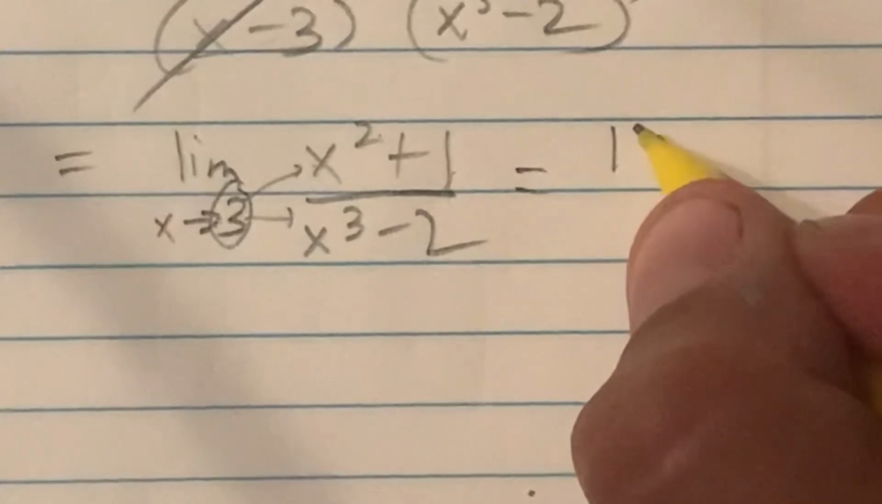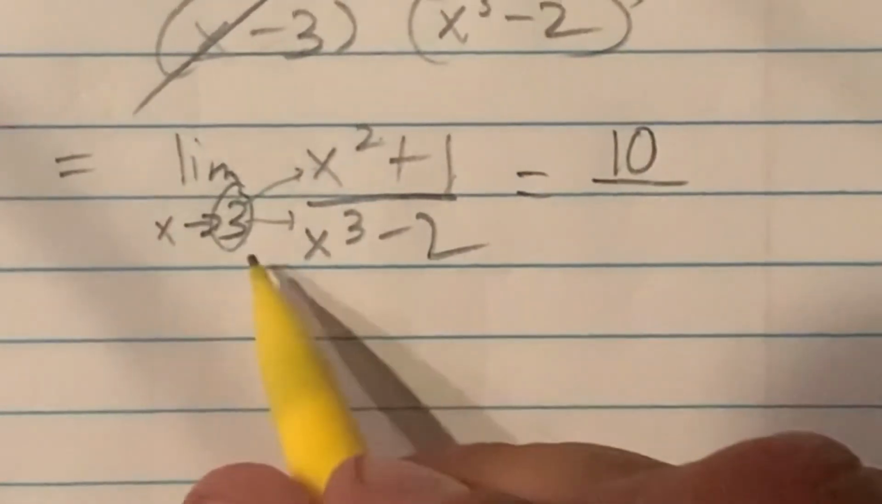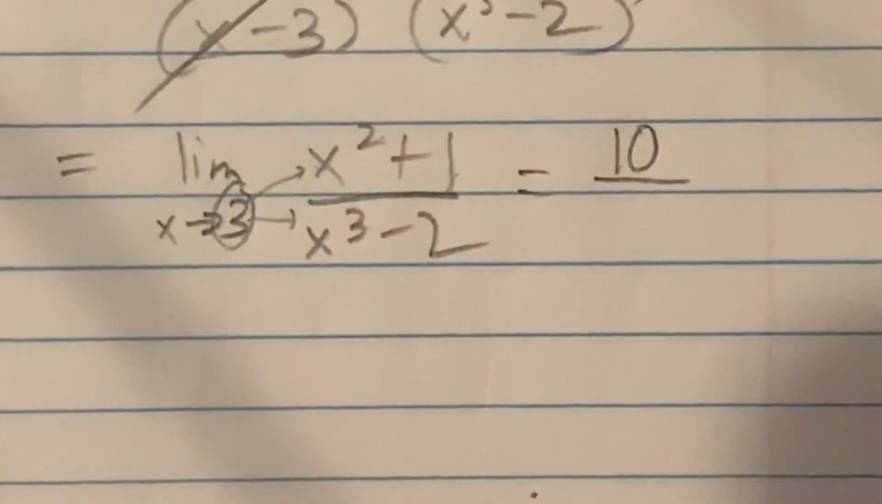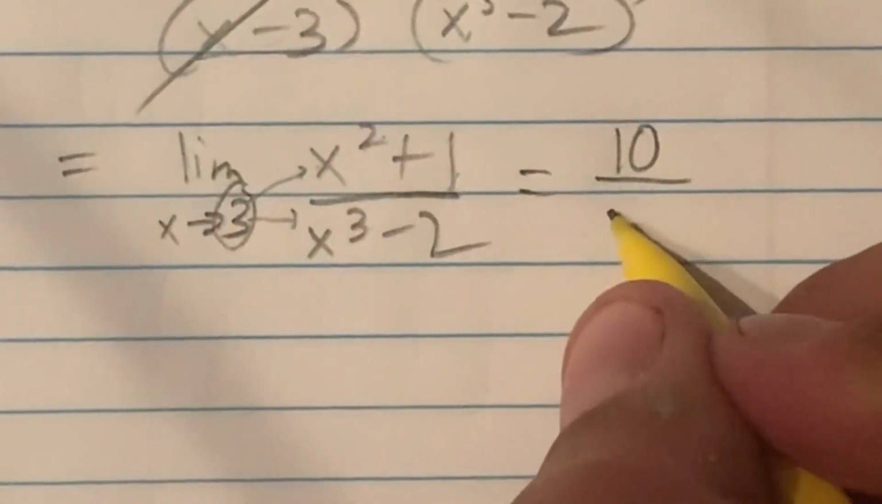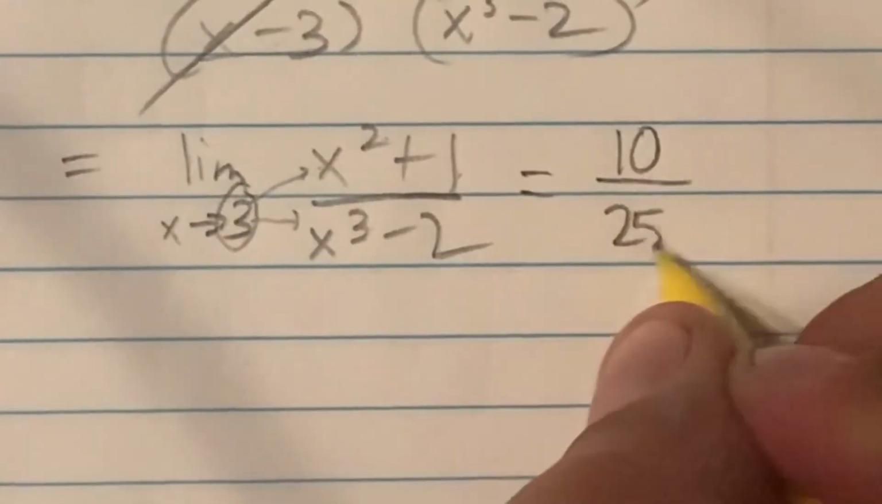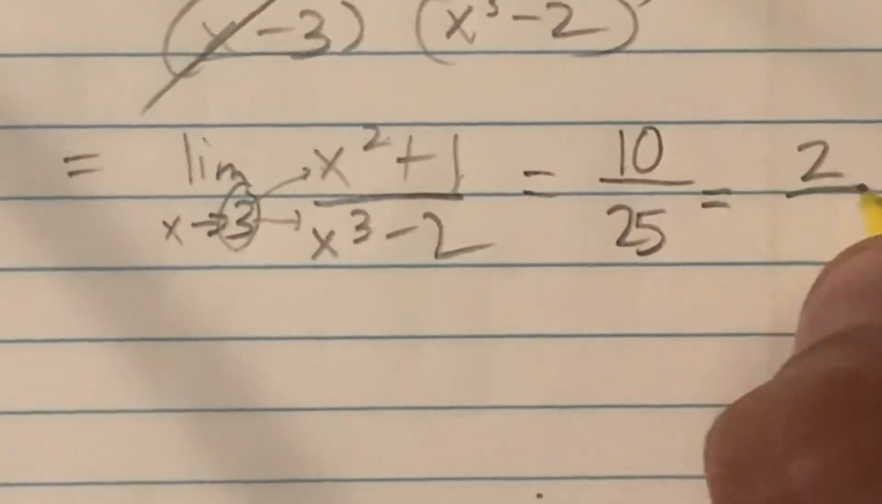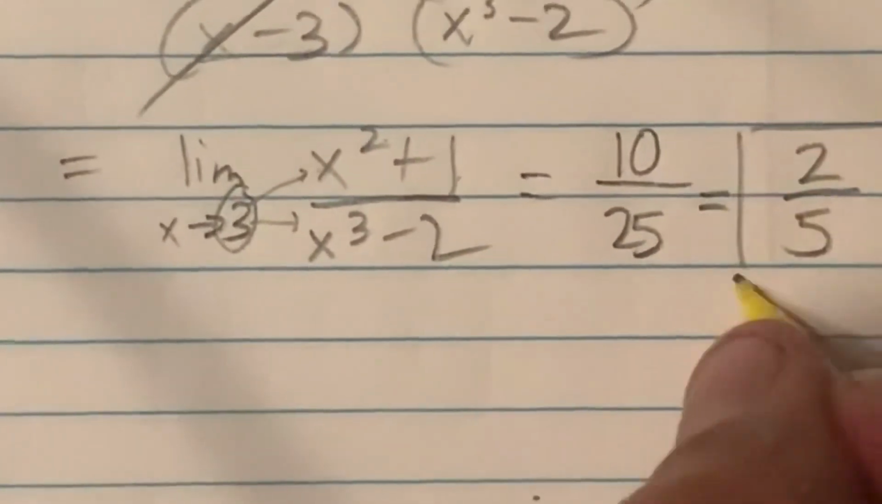In the top, I have 3 squared, which is 9 plus 1, which is 10. And on the bottom, I have 3 to the third power, which is 3 times 3 times 3, which is 27. And 27 minus 2 is 25. And this now reduces to 2/5. And that is my final answer.